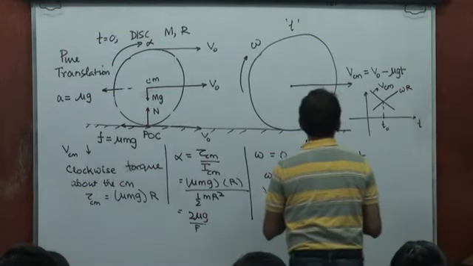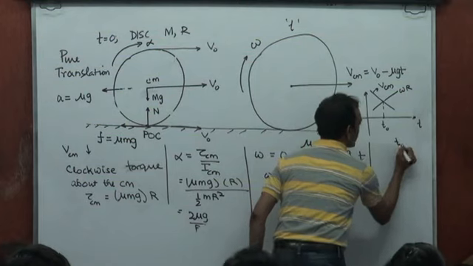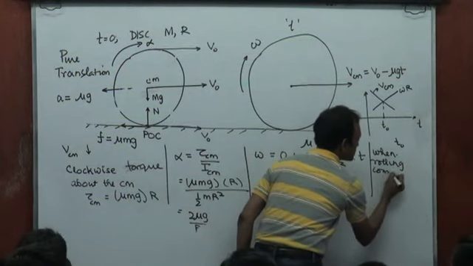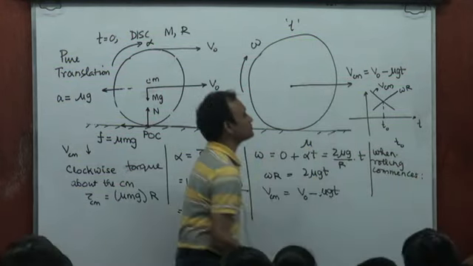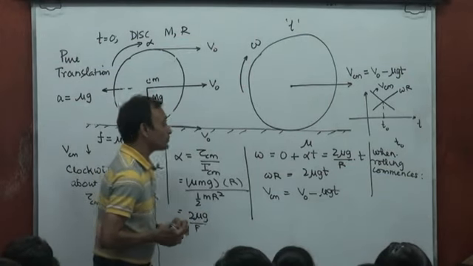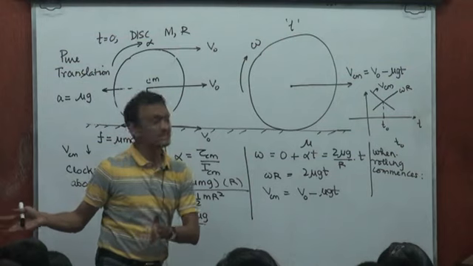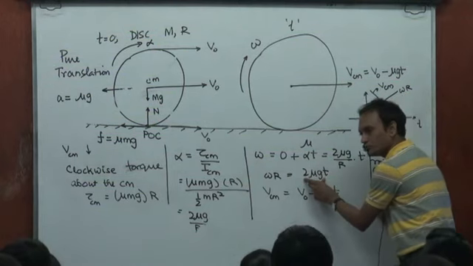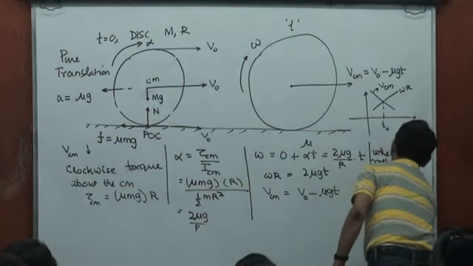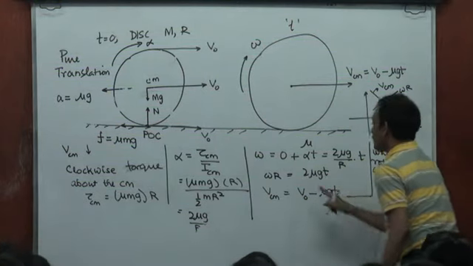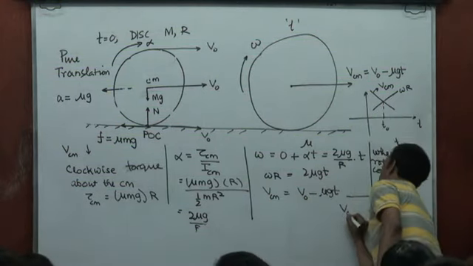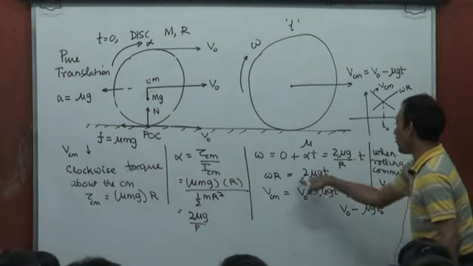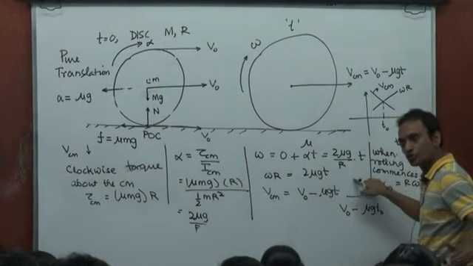So, at an instant of time t naught, when rolling commences, VCM becomes equal to r omega. So at t naught, omega r becomes equal to 2 mu g t naught. So VCM becomes equal to r omega. That means VCM, which is V naught minus mu g into t naught, and R omega is 2 mu g t naught.